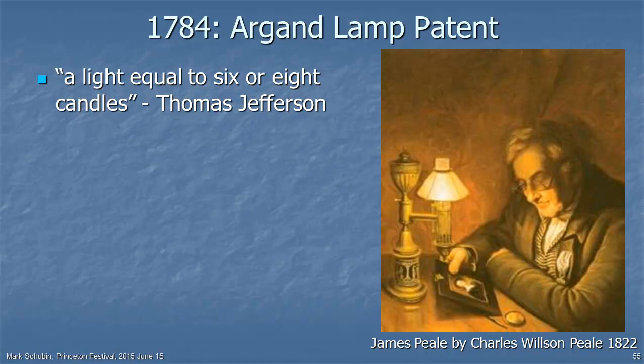It wasn't until what was called the Argand lamp, which was patented in 1784 by a Swiss scientist, which brought air up inside the wick as well as outside the wick to create a very bright lamp, that anyone had any kind of bright oil lamp. And so here is a comment that Thomas Jefferson made in 1784, that the Argand lamp had a light equal to 6 or 8 candles.